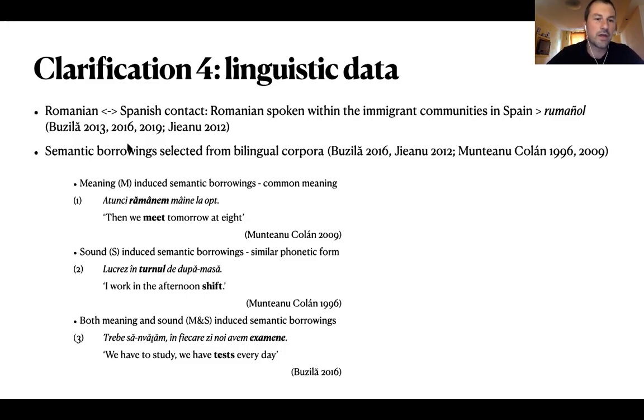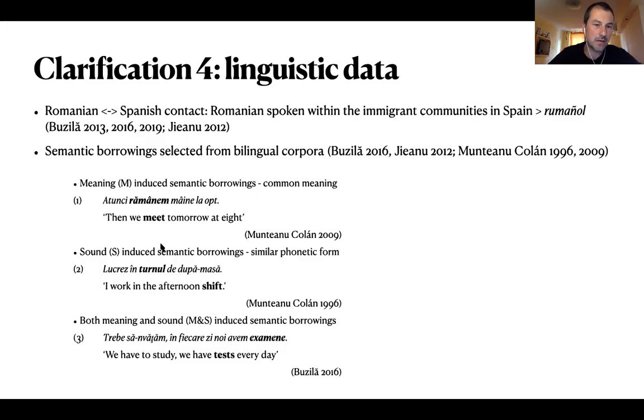So we have meaning-induced semantic borrowings, which rely on common meaning. So for example, the Romanian verb a rămâne, which means to stay or to remain in one place, has its Spanish correspondent, quedar. They have this meaning in common, but the Spanish verb quedar also can convey the meaning of to meet or to establish a meeting. Now, using the Romanian verb a rămâne with the meaning of to meet is such a case of meaning-induced semantic borrowing.